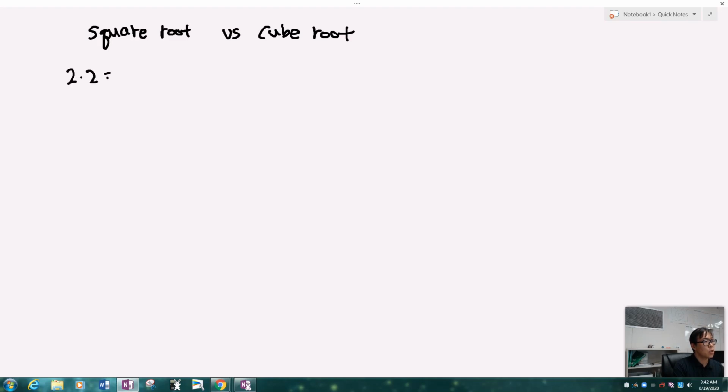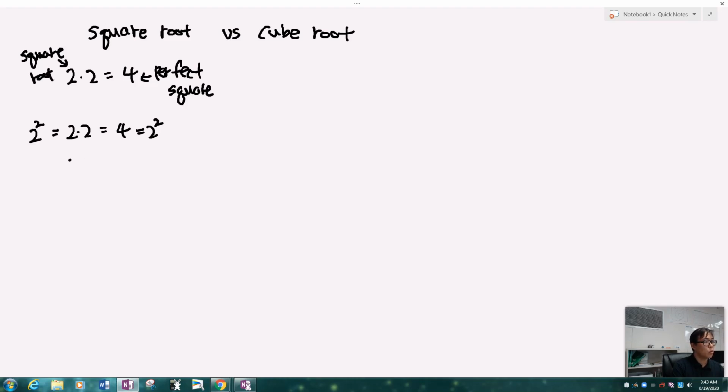2 times 2 is equal to 4. Therefore, this 2 is said to be the square root, and 4 is said to be a perfect square. The reason is 2 times 2 is 4, but we can also write that 2 times 2 as 2 squared. So 4 is a perfect square because it is actually 2 squared, and this 2 is said to be the square root.